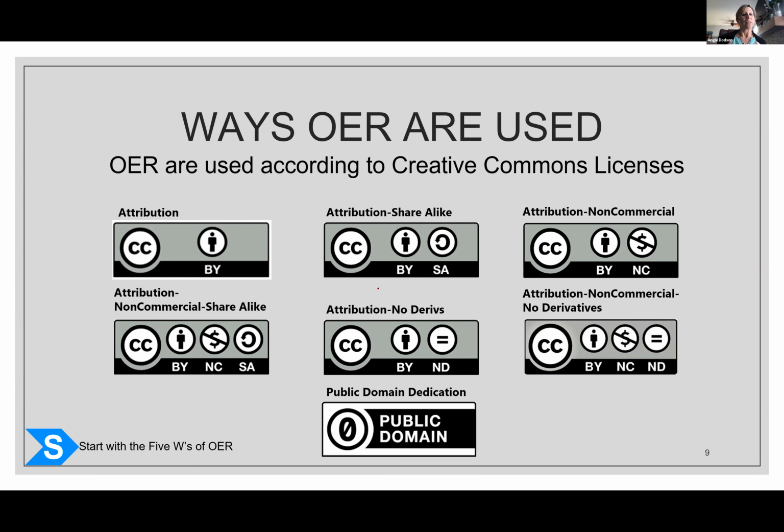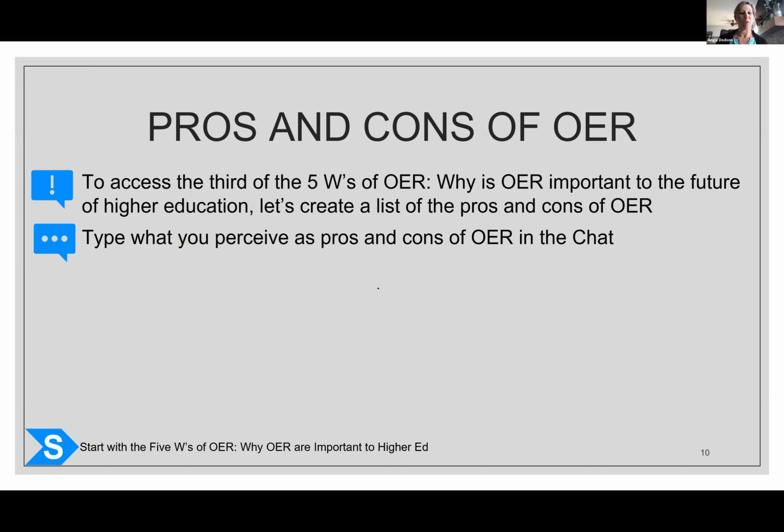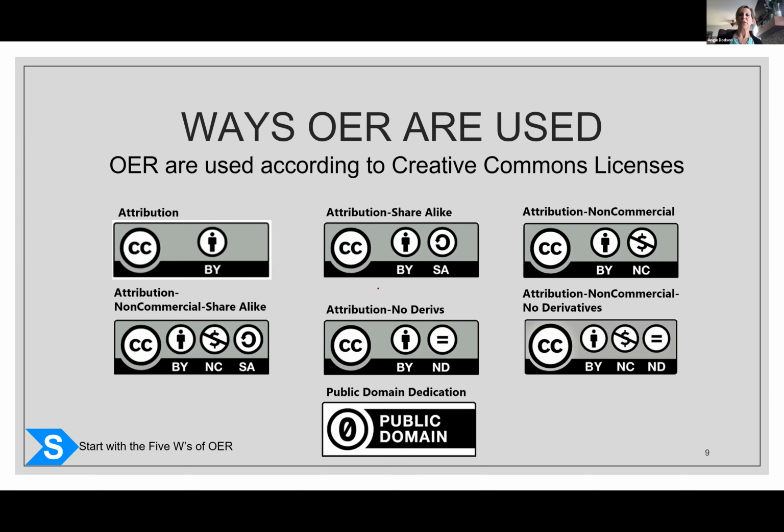And so the licenses can be kind of complicated depending on how you're using them, but they do give you a very big characteristic and designation that is OER, and then gives you insight into how specifically you can use that OER. So then the third one, we'll go into the third W. Lynanne's going to share a little bit more about that one.